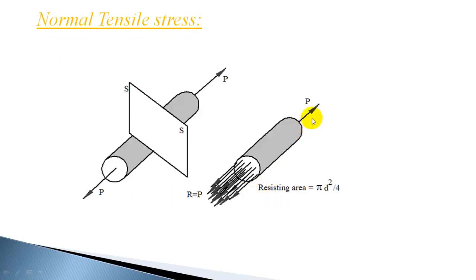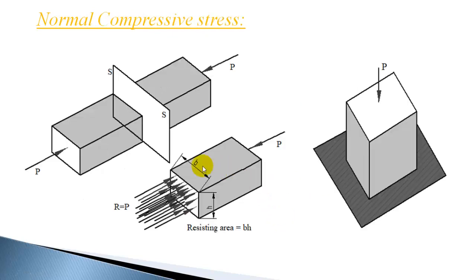So in this case it is P divided by pi by 4 d square, because the resisting area is in the form of circular cross section. So it's a normal compressive stress, because I have shown the compressive force, and the resistance is opposing that external force, and the bar is under compression. So the entire bar is under compression. I showed a section here, and it is compressive stress, and the resisting area you can calculate as BH, and compressive stress is P divided by BH.